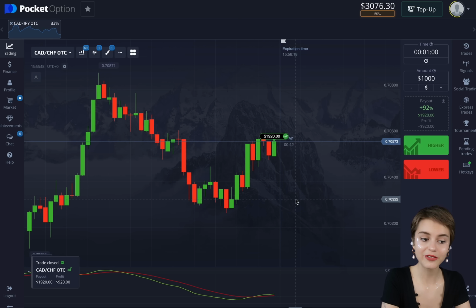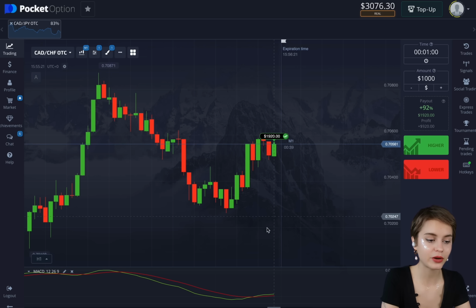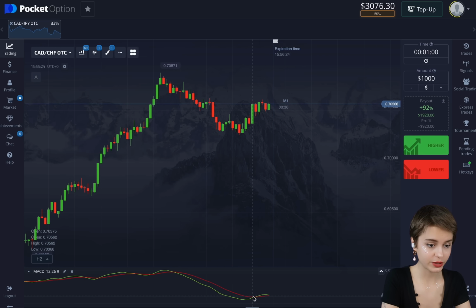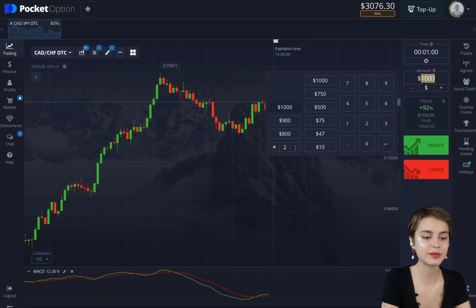So the third deal is a profit too, and the chart keeps its upward motion after this intersection, and we make the maximum possible bet amount and keep trading.